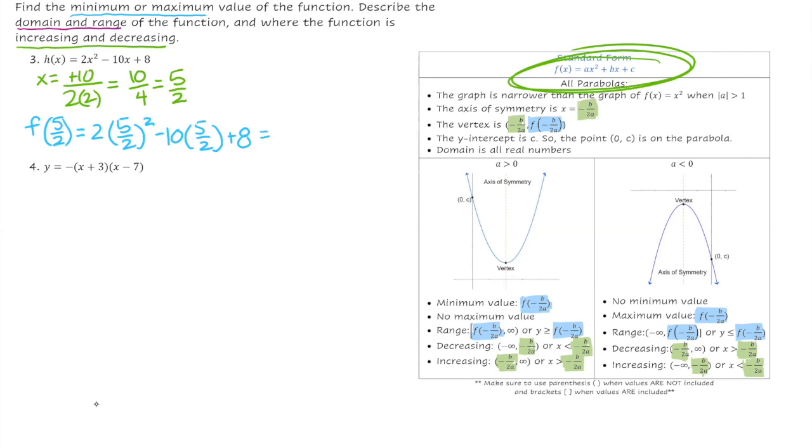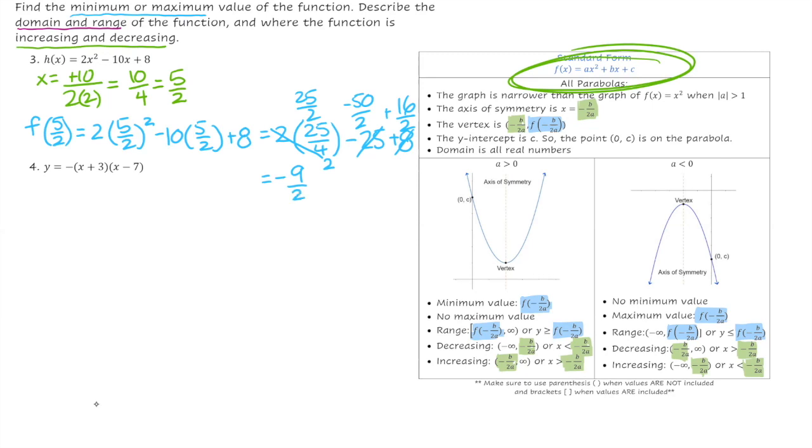This is going to give us 2 times, and then 5/2 squared is 25/4, minus 10 times 5/2, which is going to give us 25, and then plus 8. Okay, I can reduce this fraction. 2 goes into 4 twice. So 25/2. If I turn these all into halves, negative 25 would be negative 50 over 2, and positive 8 would be 16 over 2. So if I combine these all together, 25 halves minus 50 halves, so I'm at negative 25 halves, plus 16 halves, I'm at negative 9 halves.